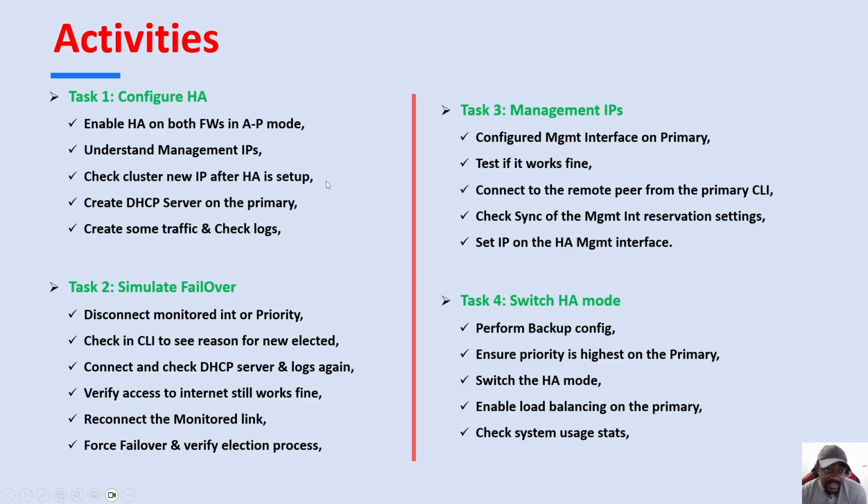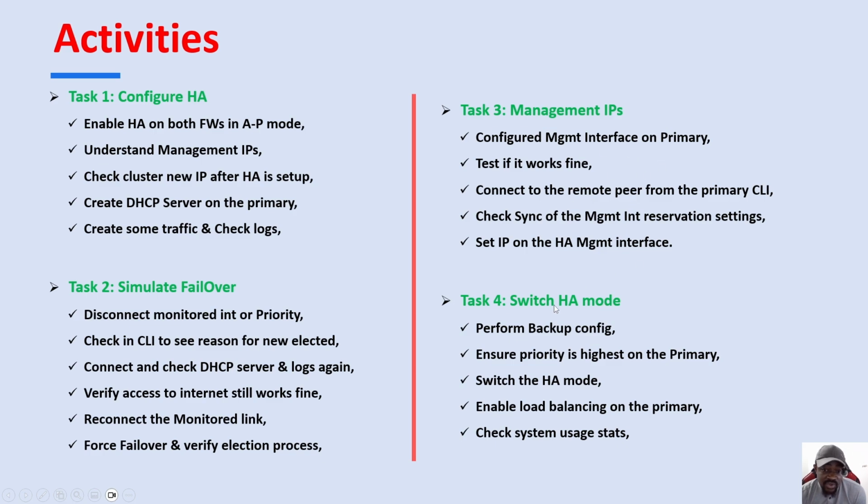In task 3, we are going to talk about the management interfaces. We explained the management IP in the previous video. Initially, when you configure FortiGate devices, each device comes with its own IP address. After you put them together in the HA cluster, a new IP is created for the cluster, and the initial IPs that each FortiGate device had will not be available to connect for individual FortiGate management, except if you configure what we call here a management IP, a reserved IP for management. We'll see how to configure this.